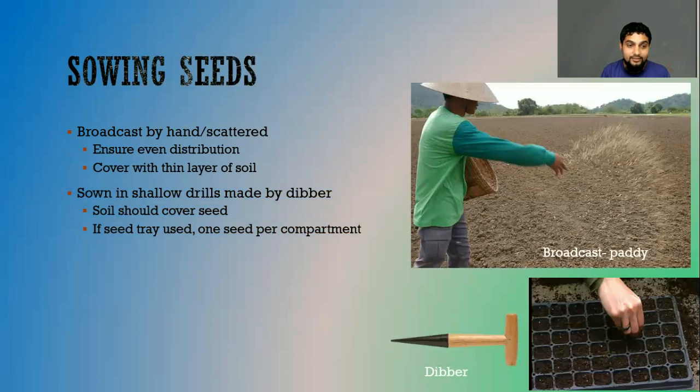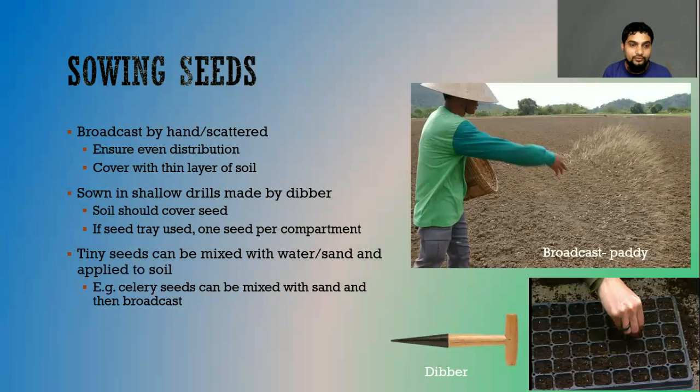The seeds can be sown in shallow drills made with a dibber, and the dibber is shown in the diagram there. The dibber is used to create a small hole, and then you place the seedling in that small hole and you cover the seedling with a thin layer of soil. If a seed tray is used, 1 seed per compartment, and we looked at that before.